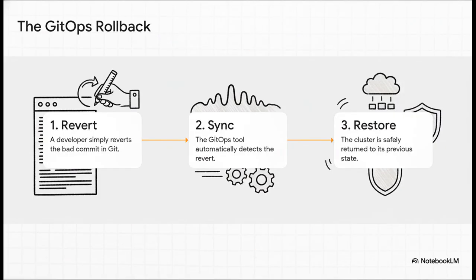With GitOps, there's no panic, no fumbling around with complicated rollback scripts. The fix is as simple and as reliable as Git itself. A developer literally just types git revert to undo the bad commit. The GitOps tool sees that change, which brings back the last known good state, and automatically restores the cluster. It's fast, it's safe, and the whole thing is in your Git history.